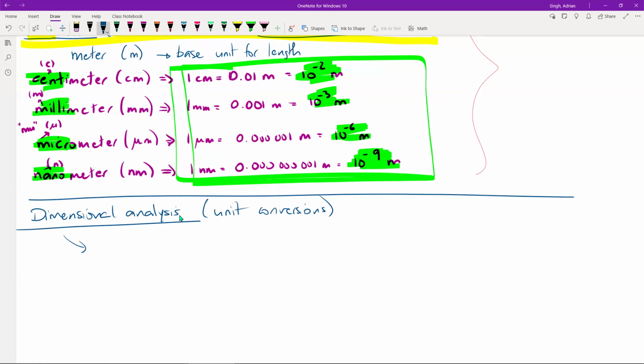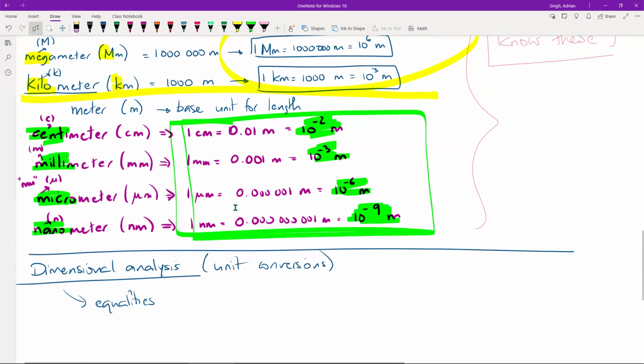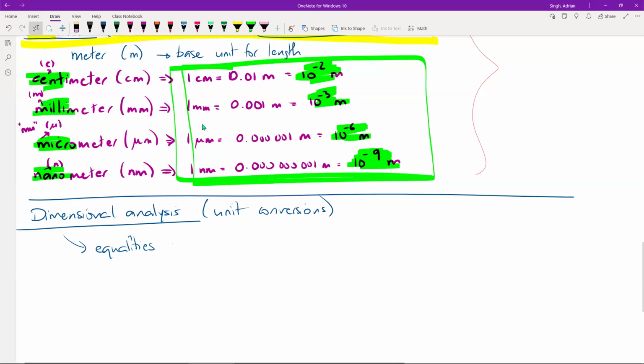This is based upon what are known as equalities. Okay, and we wrote several equalities already. So for example, let's take a look at the kilometer up here. We said that, as an example, 1 kilometer is equal to 1,000 meters. Okay, that is an equality. Something being equal to something else, that is what an equality is. It's really not that difficult.